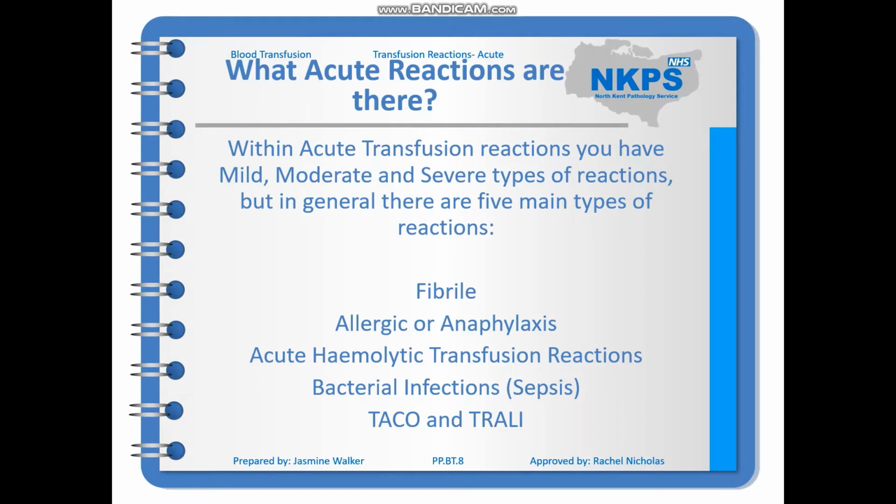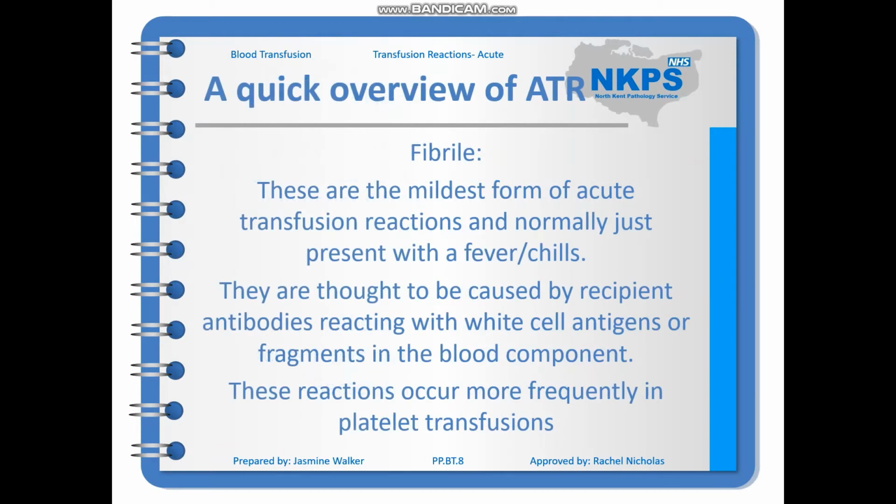So what acute reactions are there? Within the acute transfusion reactions, you have mild, moderate and severe types of reactions, and you can also have varying grades of that type of reaction, if that makes sense. So the mildest one that you're going to get is a febrile reaction. You've then got allergic or anaphylactic reactions, acute hemolytic transfusion reactions, bacterial infections, and then TACO and TRALI. We're going to start with febrile.